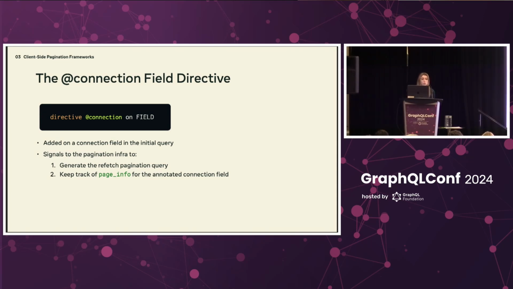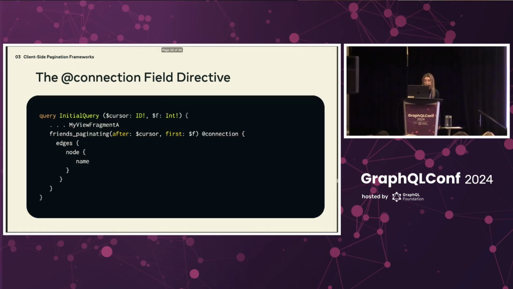And even better, we can plug this into runtime frameworks, which means products don't even have to know what page information, or better yet, what a cursor even is. We can dynamically change their query once they add this @connection directive to say, hey, we'll inject this page information for you, and we'll handle it for you on the client. This is very powerful, right?